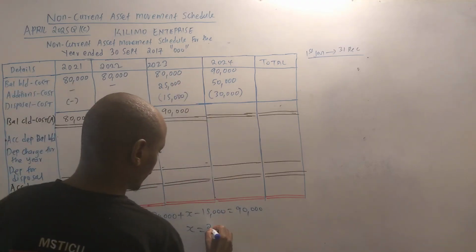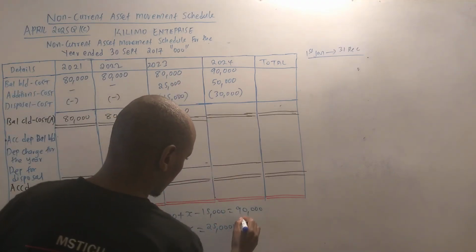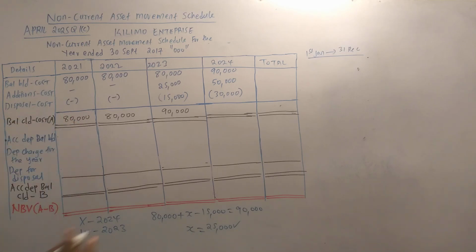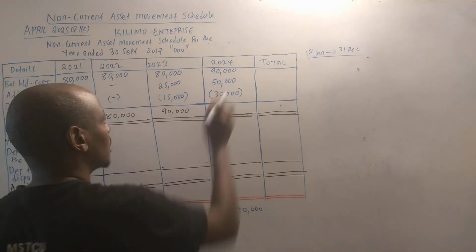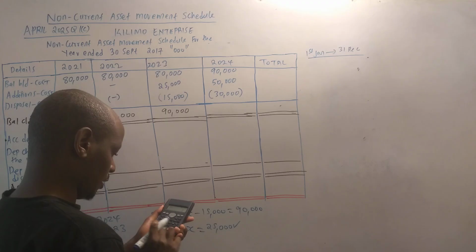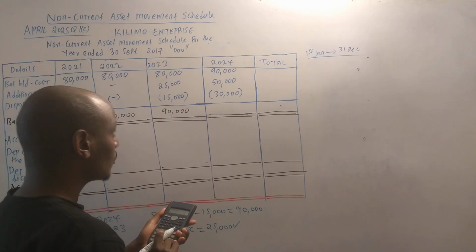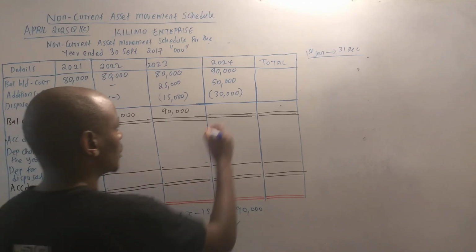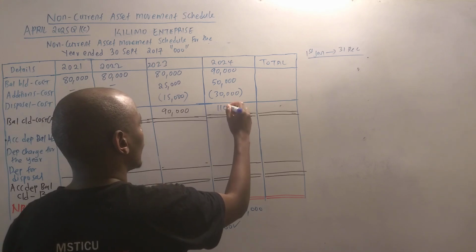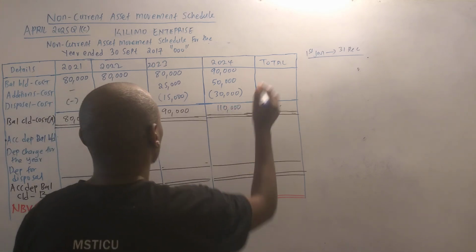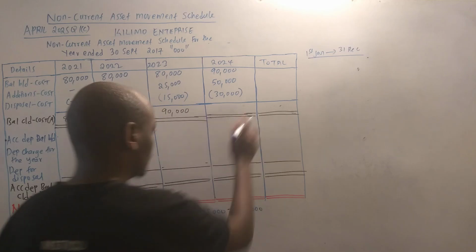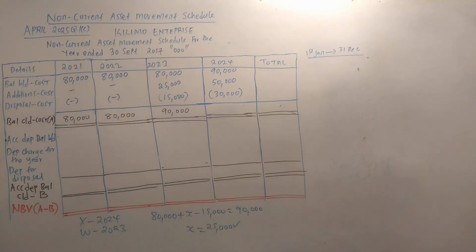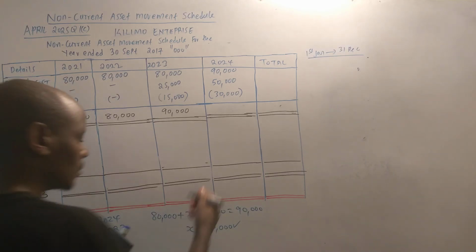That will be equal to 25,000. The other one is fine. 90 plus 50 minus 30. That is 110,000. This one is supposed to be in black, like that black pen. So that is 110,000.